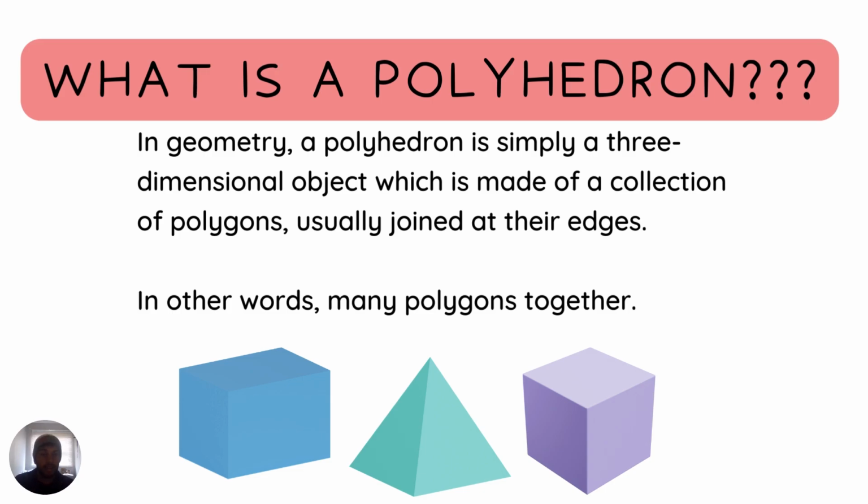And here at the bottom of the slide, already we see some examples. We see on the right hand, we see a cube. In the middle, we see a square-based pyramid. And on the left, we see a rectangular prism. So all you have to understand is a polyhedron is many polygons put together, a 3D object. Okay.